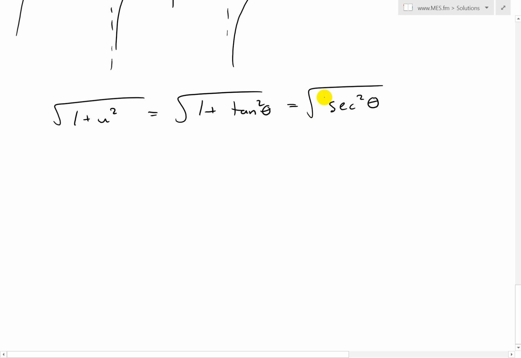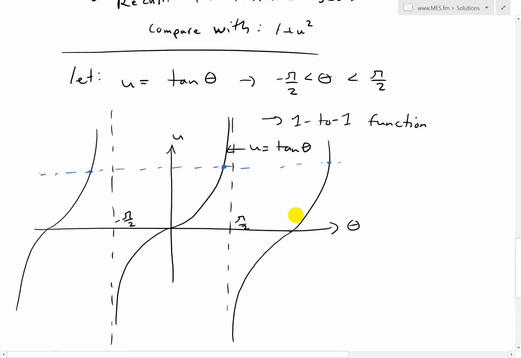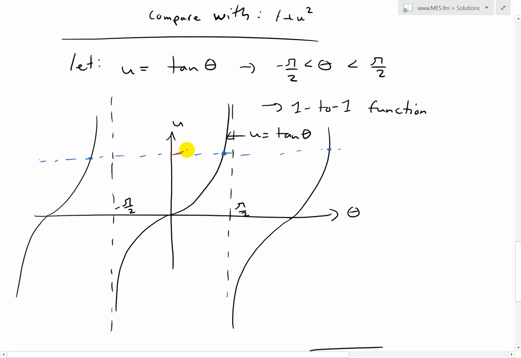But now since we have the square root, everything must be greater than 0 here. And also when you have secant squared and then square rooted, since the secant inside could be plus or minus, you have to make sure it's greater than 0. But in fact, when we just look at the function secant theta, it is greater than 0 in this interval. So in this interval, this is basically secant theta, like that.